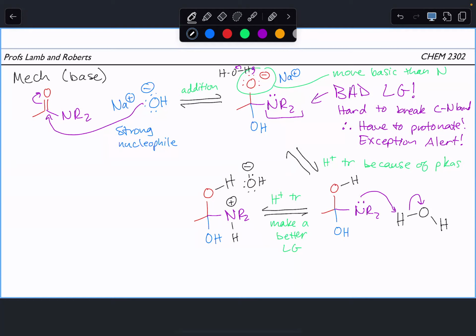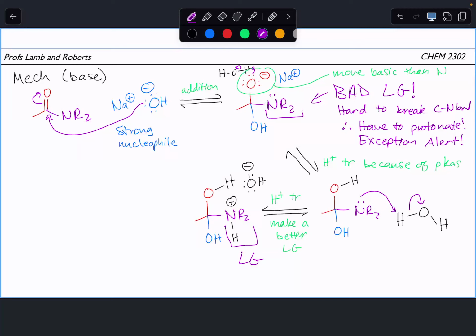Okay, so again, this is unusual, right? We normally do not tolerate these types of positive charges in basic media, but it's a big exception alert. That's only because we need to make this into a leaving group. This is why this type of amide hydrolysis generally takes a lot of time and a lot of heat, because this is not very favorable, okay? But eventually you can get it to go.